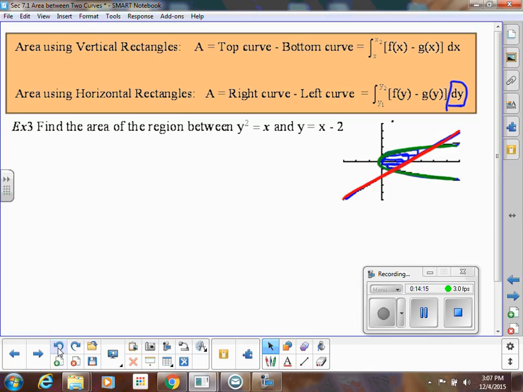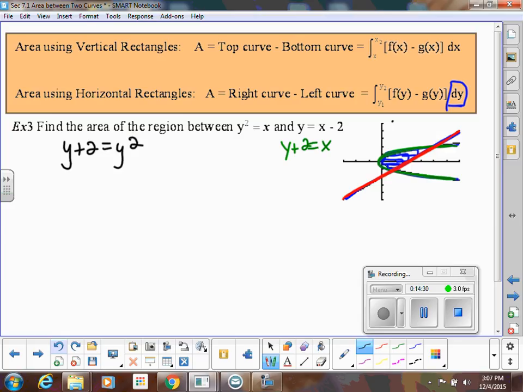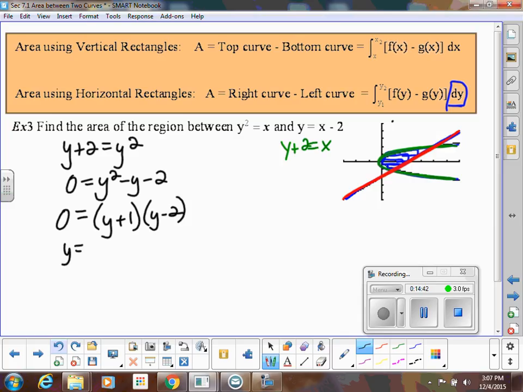If we integrate with respect to y, then I want this second equation in terms of y. So I'm going to have x equals y plus 2. And then we're going to set these equal to each other: y plus 2 equals y squared. We're trying to get our points of intersection. So I'm getting y equals -1 and y equals 2. So we're going from here at y equals -1 all the way up to here where y is equal to 2. Those are going to be our limits of integration.